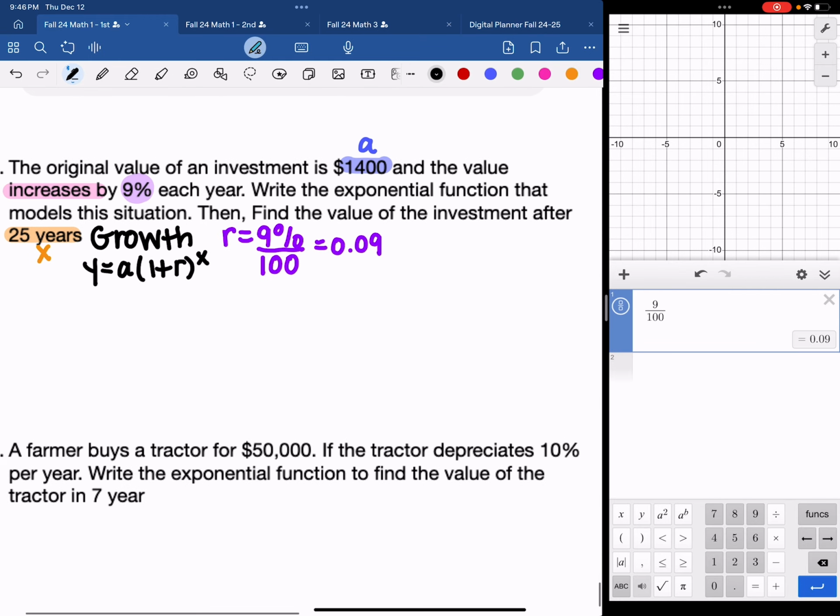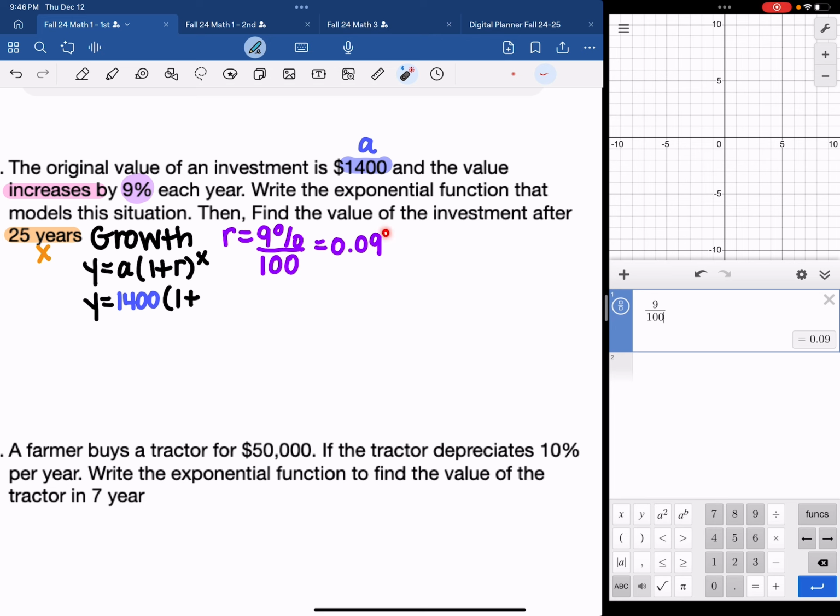So we're going to substitute what we know. So we're going to say Y equals, we know our A value is 1,400. 1 plus is part of the formula. My rate is 9%, but we're not going to substitute in 9%. We're going to substitute in the division, that number we got, which is 0.09. And for right now, I'm just going to raise it to X. We're going to plug in the time in a minute.